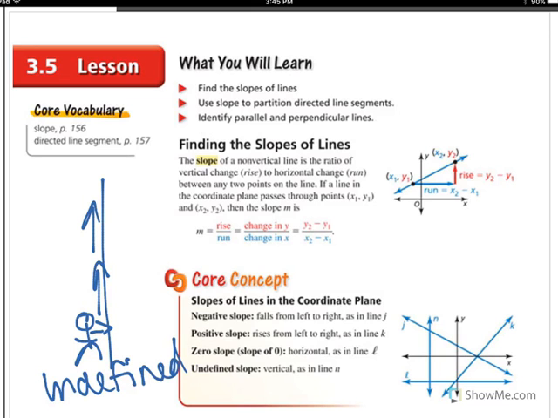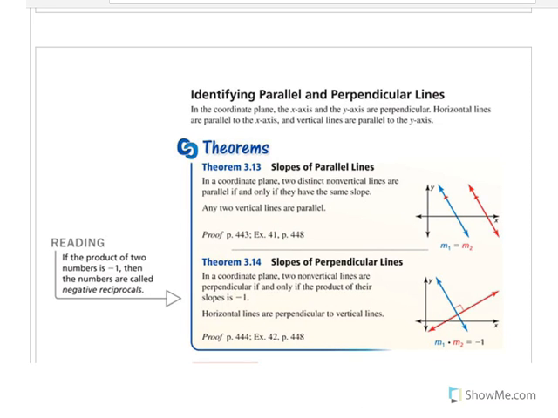Okay, so let's go ahead and talk about identifying parallel and perpendicular lines. The slopes of parallel lines are going to be equal. And in perpendicular lines, there's two ways you can find it. You can take the slopes of your two lines and multiply them together, and if they equal -1, then you know that they're actually perpendicular. Or you can think of them having opposite reciprocal slopes.